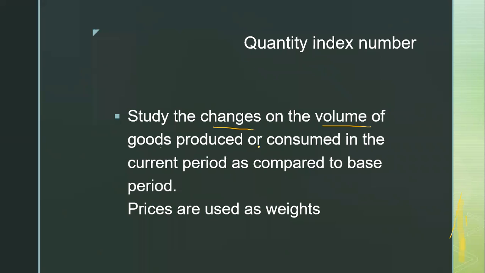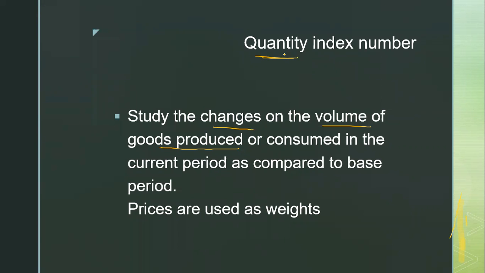When the goods are produced or manufactured, or when they are consumed by the consumers, even that has to be studied with the help of the base and current year quantity. So here, what do we focus on? We focus on the quantity of that particular product or item.